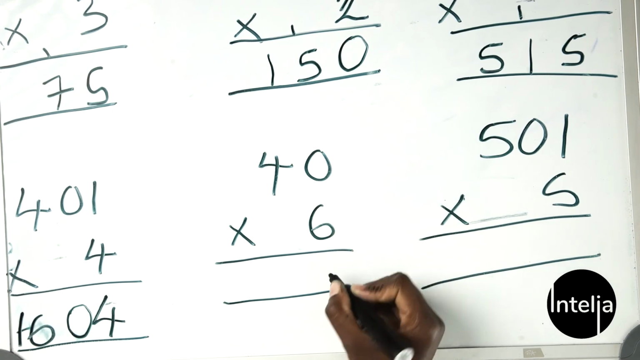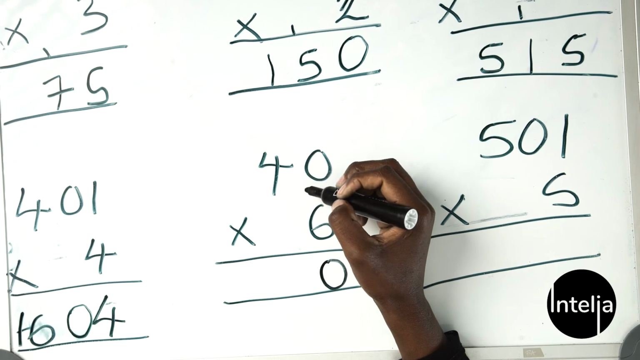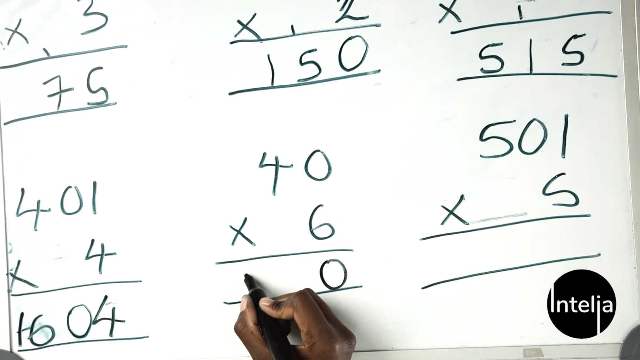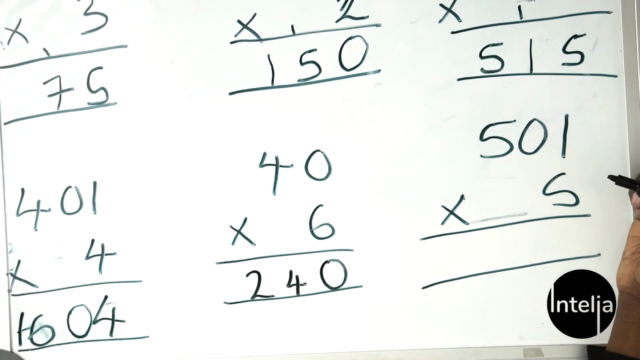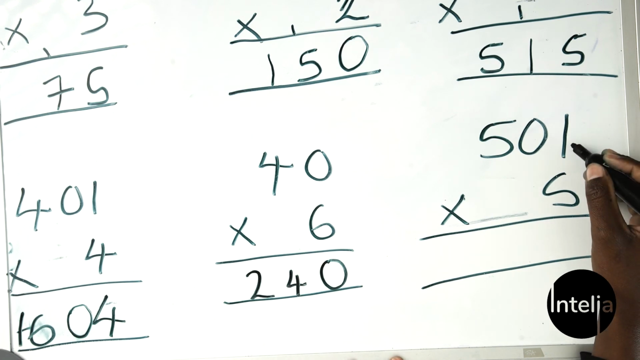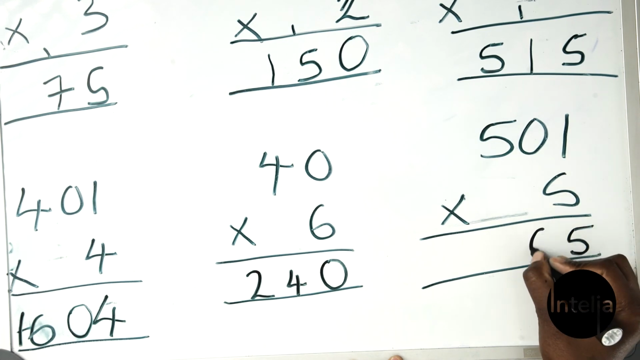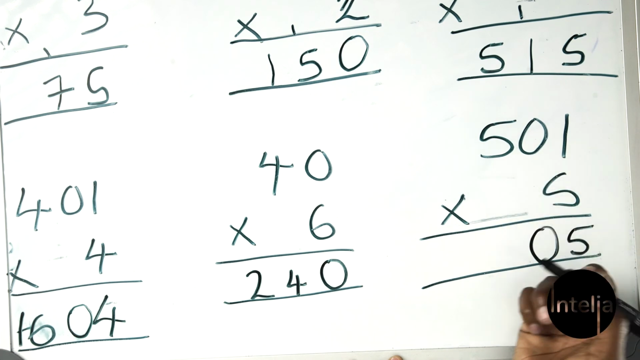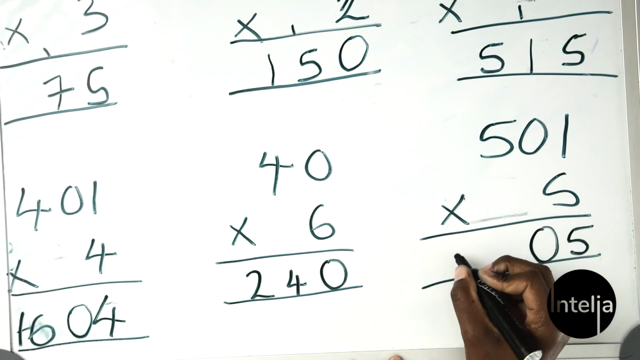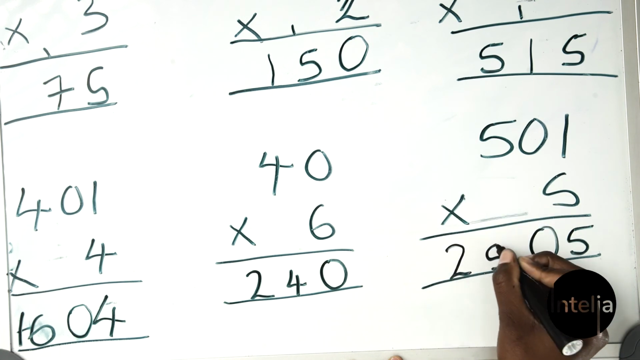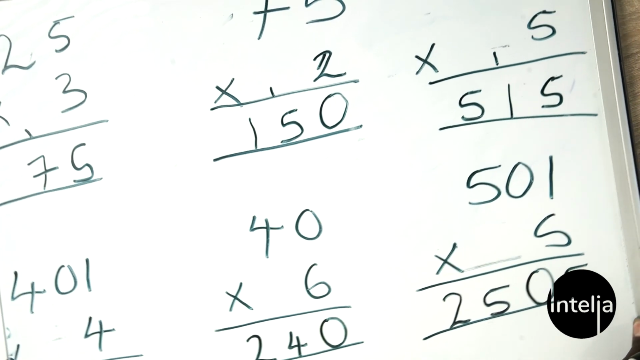6 times 0, that's 0. 6 times 4, that's 24. So you write your 24, 2, 4, like this. You move on to the next one. 5 times 1, that's 5. 5 times 0, that's 0. 5 times 5, that's 25. Since we do not have another number to multiply the bottom 5 here, we write our 25 here, like this. Perfect. So this is how you do your multiplication.